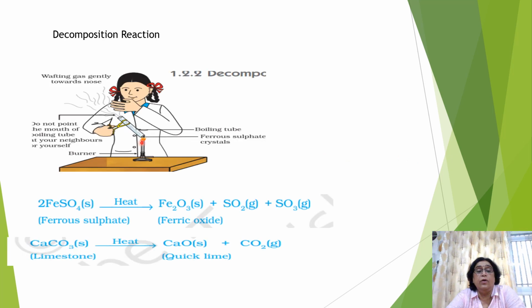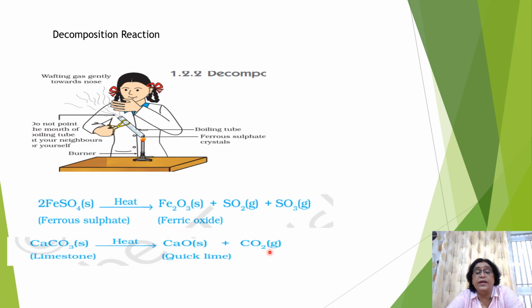So when you take a boiling tube, add ferrous sulfate to it and heat it. So ferrous sulfate is a green color powder. On heating, it converts to ferric oxide, which is a brown color, and sulfur dioxide and sulfur trioxide gases are given out.